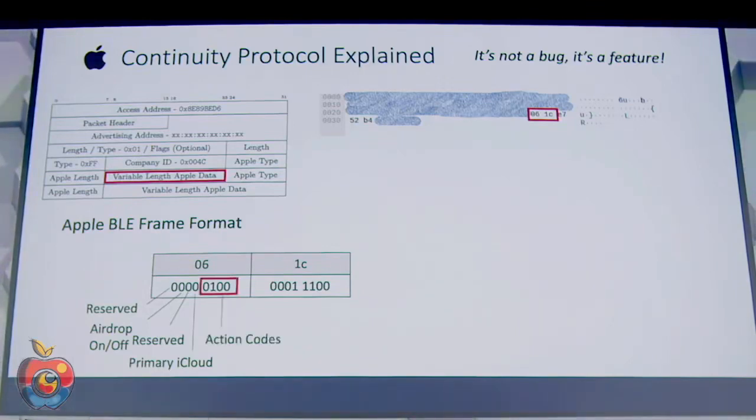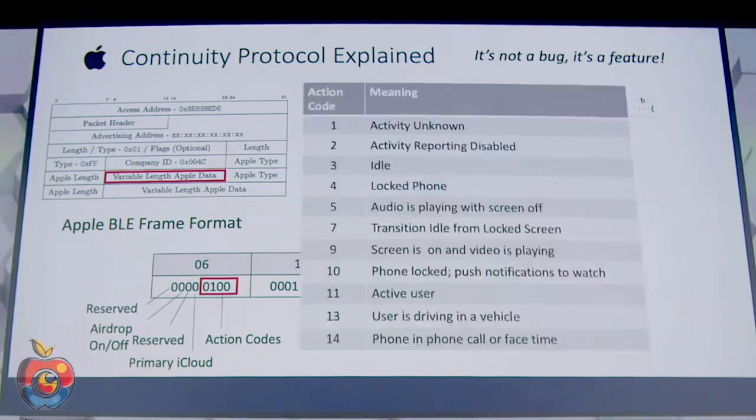So the next one is action codes, and this is probably the most sensitive information. You'd think, oh, there's only 4 bits, that's not that much, but it's very interesting. If you take a phone call or use FaceTime, your phone will start beaconing action code 14 saying, oh, this person's in a phone call. If you get into your car and you start driving, it'll start beaconing action code 13.